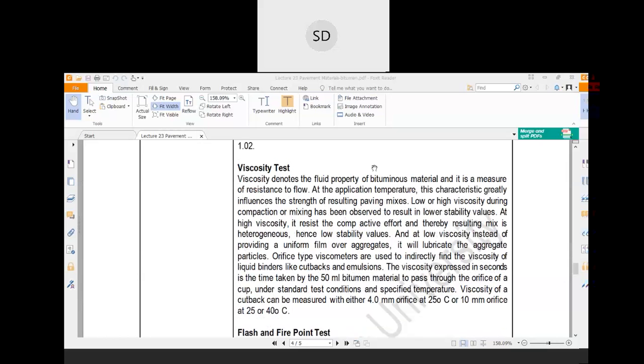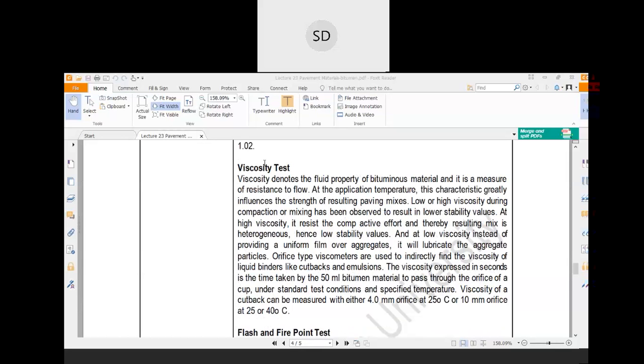Now, another important test is the viscosity test. The viscosity test denotes the fluid property of bituminous material, and it is a measure of the resistance to the flow. As the viscosity increases, the resistance to the flow of the liquid increases, and it will act as a semi-solid or solid material. At the application of temperature, these characteristics are greatly influenced. As you increase the temperature of the bitumen, it becomes less viscous. Therefore, the viscosity test is very important for the bituminous material.